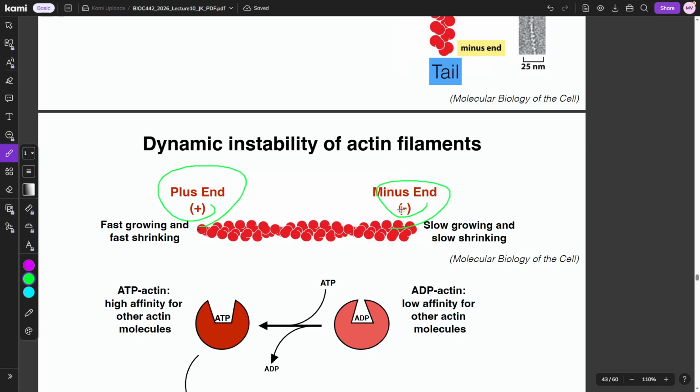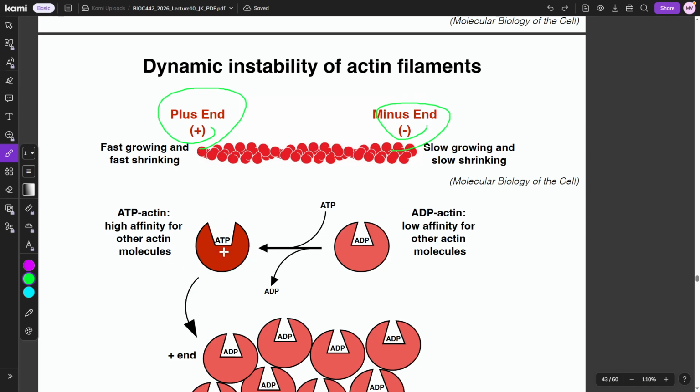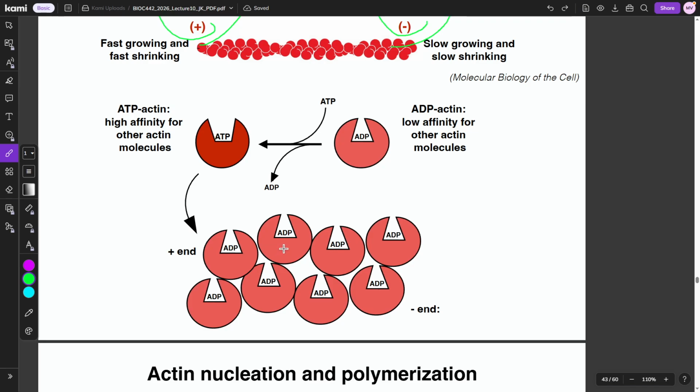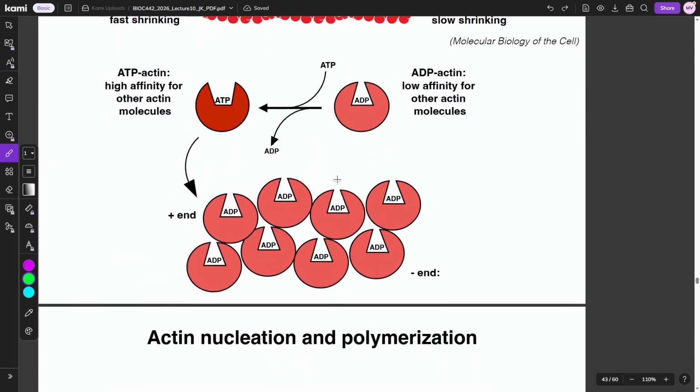So what we should look at here is, with this actin ATP form, when ATP is bound to actin, the actin monomer has a high affinity for other actin monomers. But when the ATP is hydrolyzed to ADP, the actin has a lower affinity for other actin molecules. So this is actually a really bizarre image. I wish it was drawn a bit better.